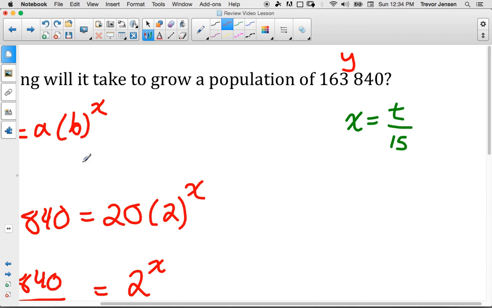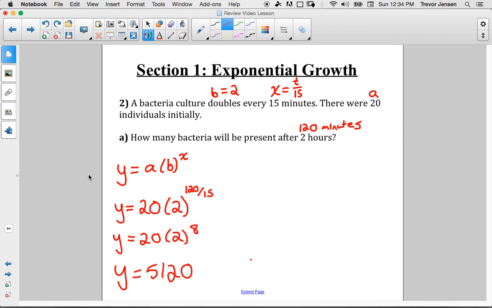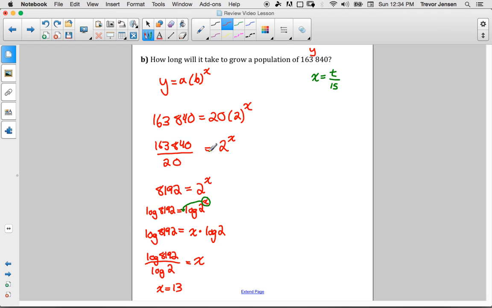If it has to be doubled 13 times, but don't forget from earlier in the question, it only gets doubled once every 15 minutes. We're going to have to multiply our answer for x by 15 to figure out how long it's actually going to take for it to double 13 times. So now that we know x, let's plug that back into our equation here. We have 13, it's going to have to double 13 times, t divided by 15, and then solve for total time by just multiplying that 15 to the other side.